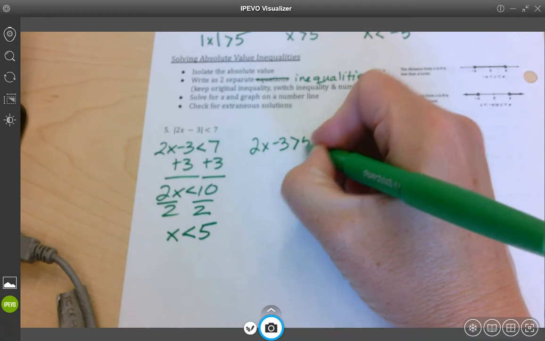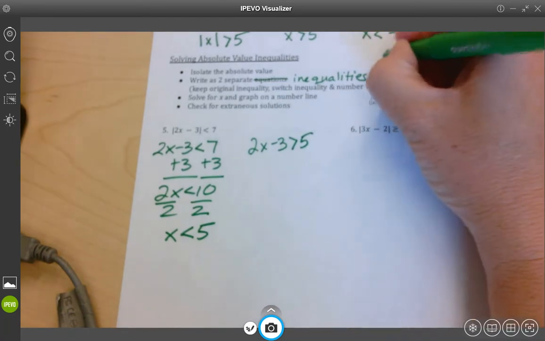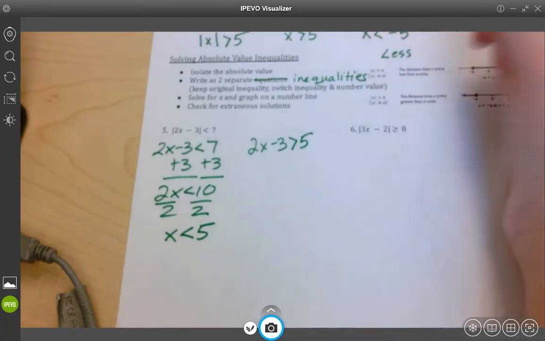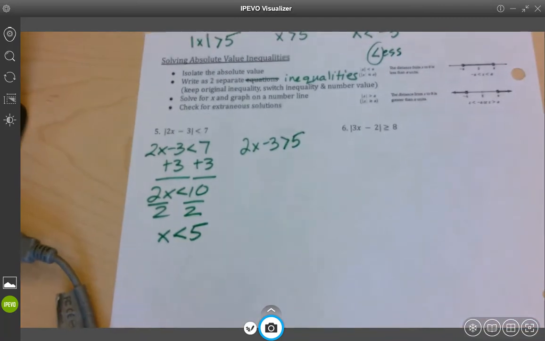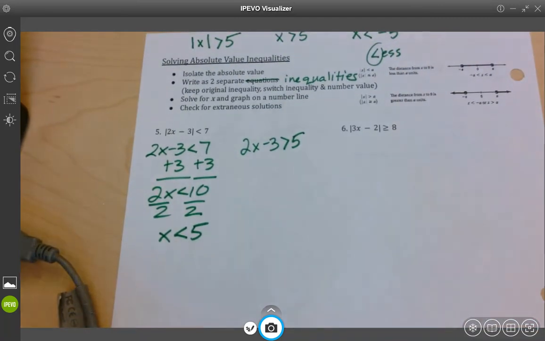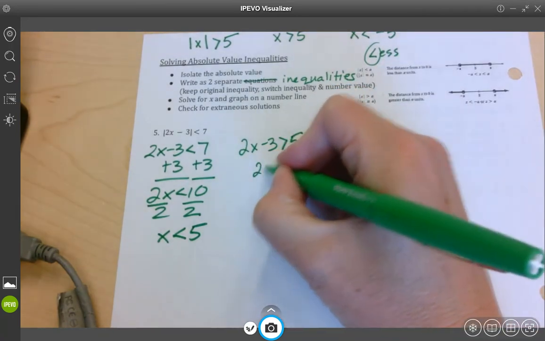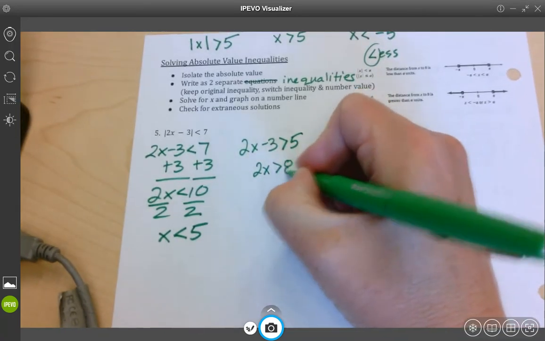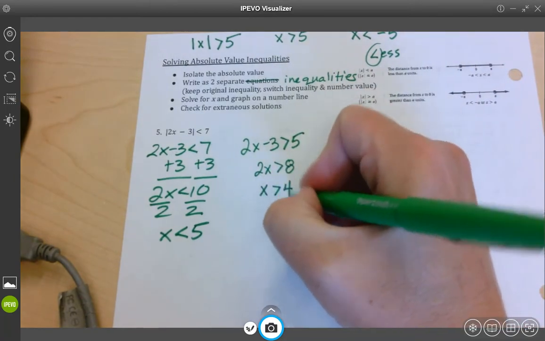Does anybody get these confused? The less and the greater? I get them confused all the time until I realize that the less than looks like an L. See? Less. The less than looks like an L for less. That helps me. Okay, so that's the greater. So if I add the 3, I get 2x is greater than 8. And then I get x is greater than 4.